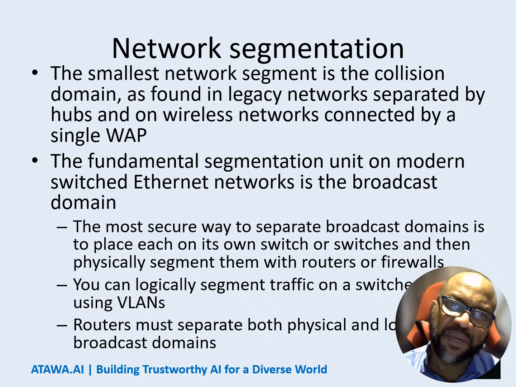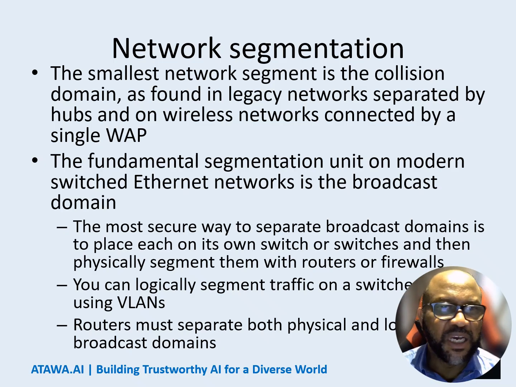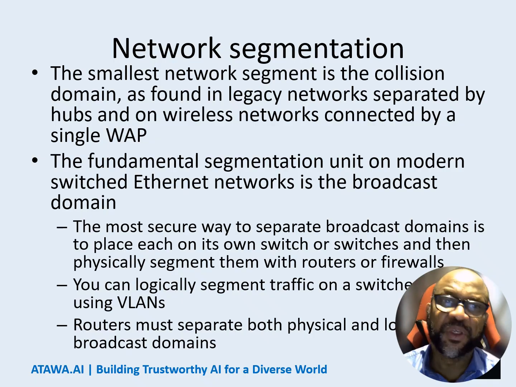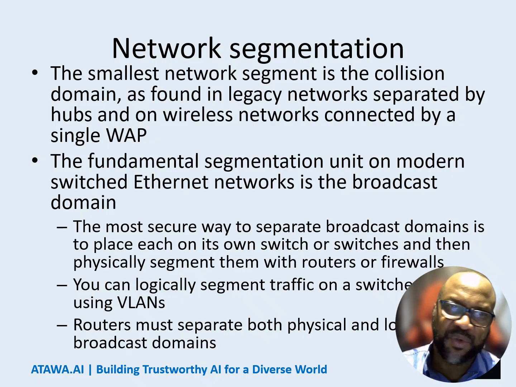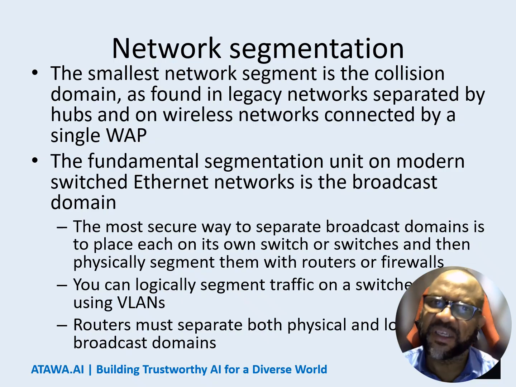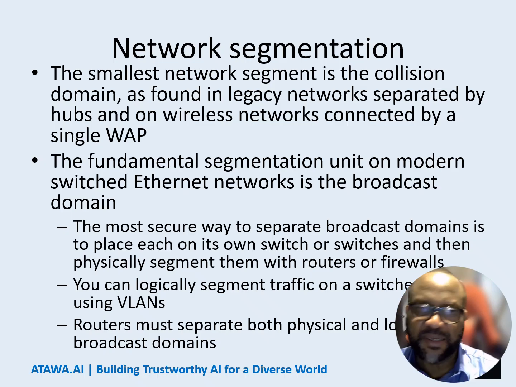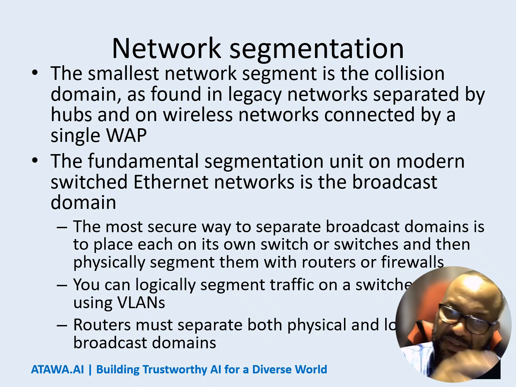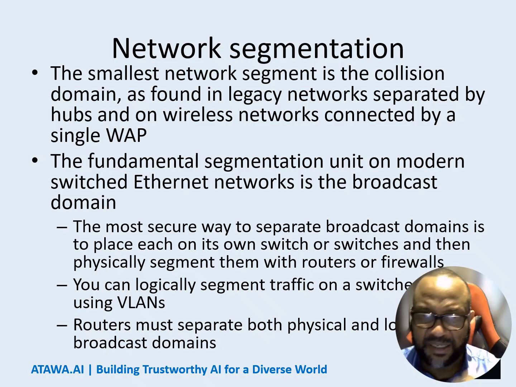So talking a little more about network segmentation, this is a good review topic from networking. All right, so the smallest network segment is what's called a collision domain. Okay, so this is in legacy networks that are separated by hubs. Hubs are considered dumb devices, right? So now the fundamental segment unit on a modern switched Ethernet network is the broadcast domain. I don't know who's taking networking. So when I have an IP address, if I send messages to everybody on that segment, that's my broadcast domain, right?